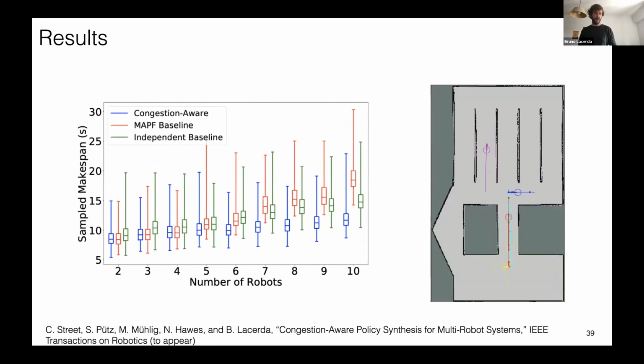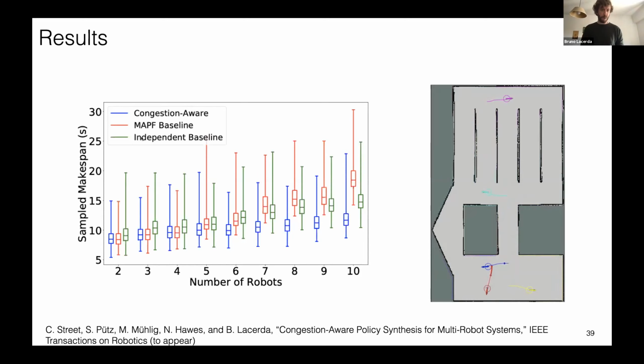Again, we compare this with two baselines. One baseline just plans independently and might get robots into big levels of congestion. This is in green here. And one baseline is based on multi-agent pathfinding, which is a standard approach to find non-conflicting paths for different robots.